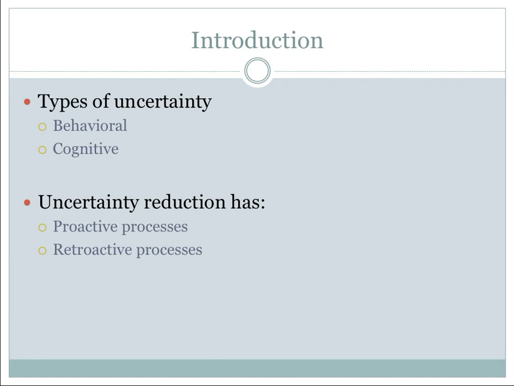All right, so some types of uncertainty. There is behavioral uncertainty and cognitive uncertainty. Behavioral uncertainty is when we are trying to make sense of the actions that we see others produce.